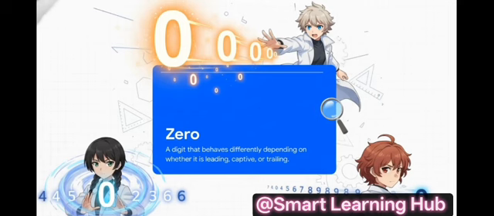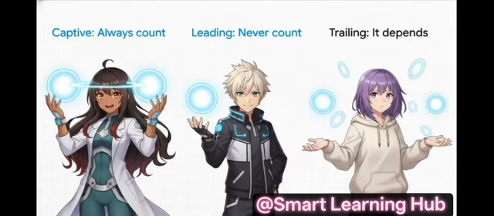Enter the main antagonist of our explainer today, 0. 0 is the ultimate rule breaker. It's this tricky little digit that behaves completely differently depending on its exact placement. Whether it's leading the pack, held captive right in the middle, or trailing at the very end, its position changes absolutely everything about how we measure precision. Let's break 0's behavior down into 3 distinct categories.